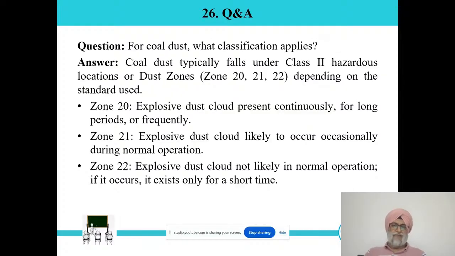Question 26. For coal dust, what classification applies? So coal dust typically falls under class 2 hazardous location or dust zone, that is zone 20, 21, 22. So it's a dust, so it's 20, 21, 22, depending upon the standard used. Zone 20: explosive dust cloud present continuously or for long periods frequently. Zone 21: explosive dust cloud likely to occur occasionally during normal operation. Zone 22: explosive dust cloud not likely in normal operation; if it occurs, it exists only for a short time.